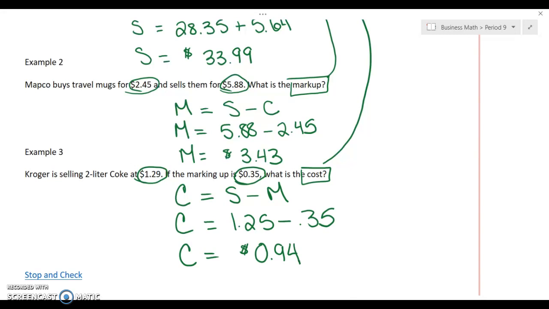Okay, now what I want you to do is when you hit pause on this video, so go ahead and hit pause and then click the stop and check. Try them all, submit them. When you are done with the stop and check, come back to this video and resume.